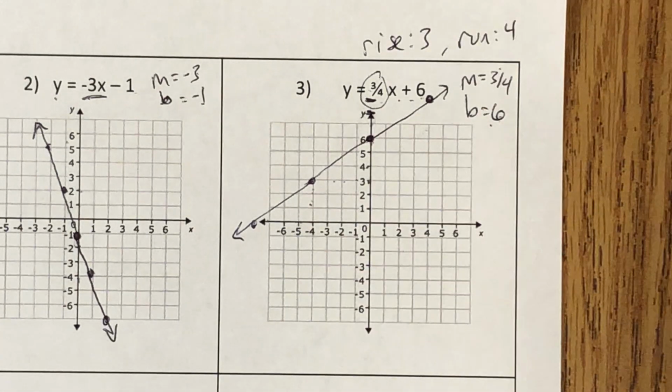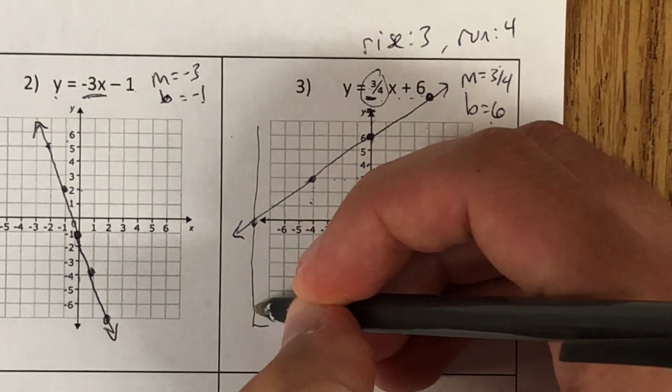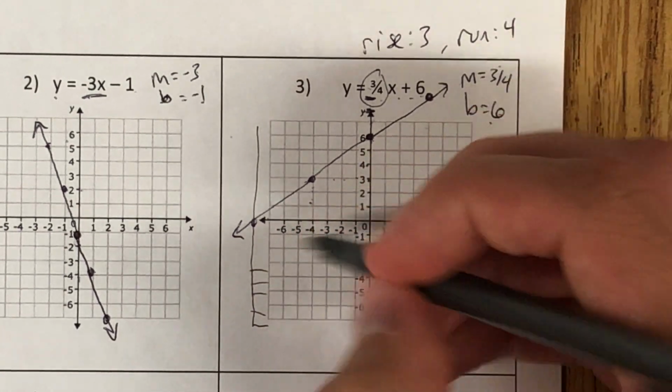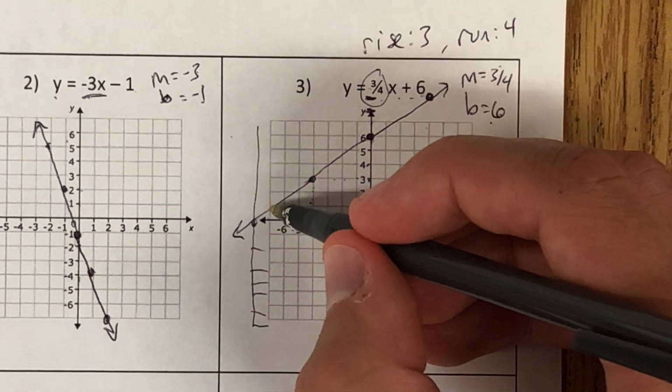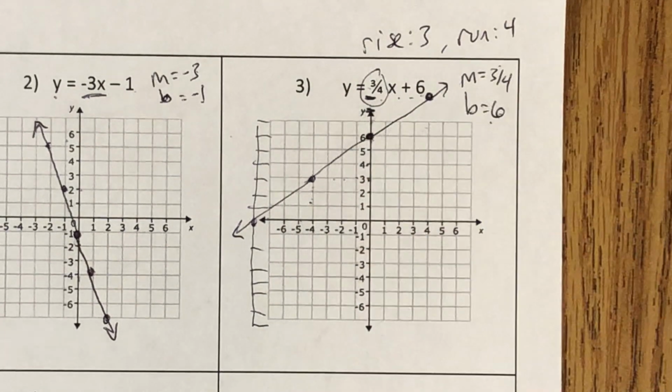So it's okay if it ends up going off the graph. You can extend it a little bit. So if you want to actually create more of a grid here, you can do that. Or if you want to just kind of guess, that's fine too.